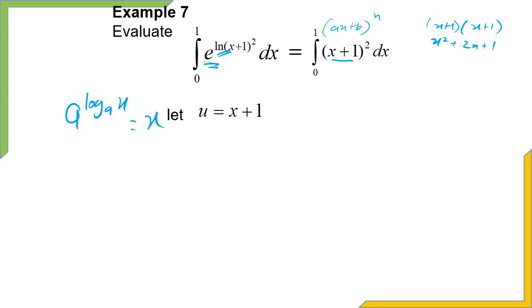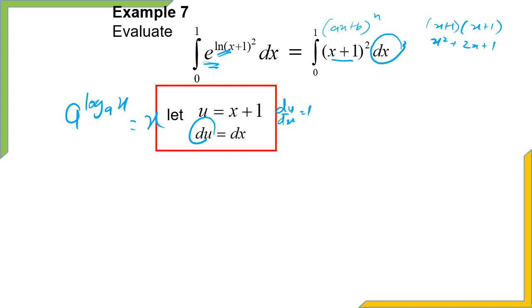So this is also correct. Why? Because when we differentiate u with respect to x, we get 1. So directly du is equal to dx. Right, du/dx is equal to 1, so du is equal to dx. So we have dx can be replaced by du, and then (x + 1) squared can be replaced by u squared. So we need to find the change of limit.